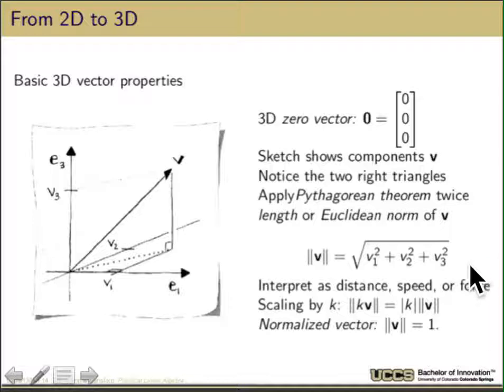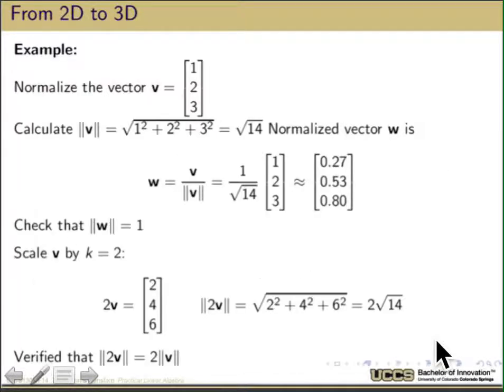And this can be interpreted as distance, speed, force, depending on what you're trying to look at. Some very standard operations continue to apply for the Euclidean norm. The norm of K times a vector is just the absolute value of K times the norm of the vector. And then, of course, using this property, we can now get to specialized vectors, which are the normalized vector, whose length is 1. If I want to normalize a vector, so here I have the vector 1, 2, 3.